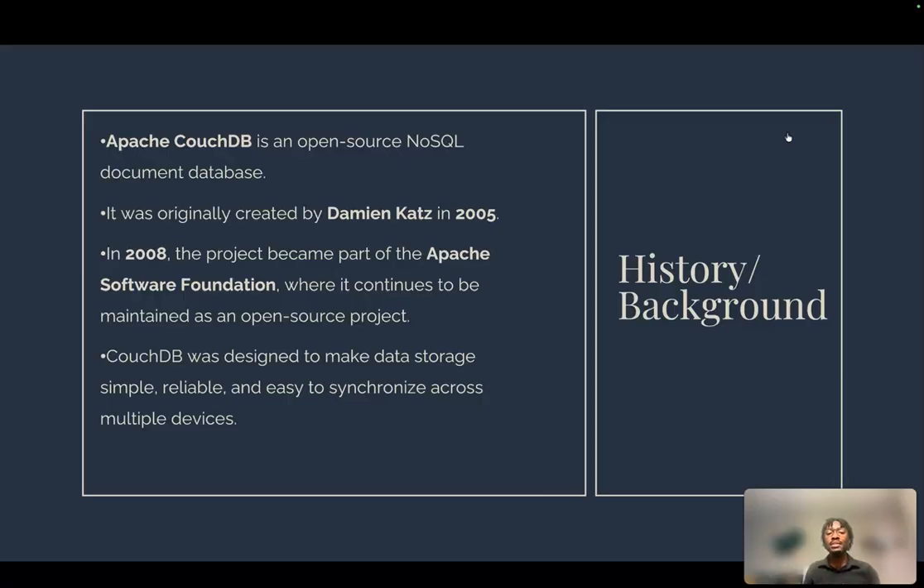CouchDB was designed to make data storage simple, so a little bit easier for people to use, reliable, easy to fall back on without worrying about it messing up, and easy to synchronize across multiple devices, meaning that multiple people would be able to go from one device to another, carrying their information over. And with it being reliable, they don't have to worry about it losing any data. And with it being simple, it's very easy for people to get used to it.